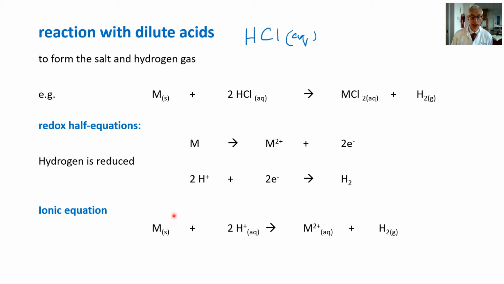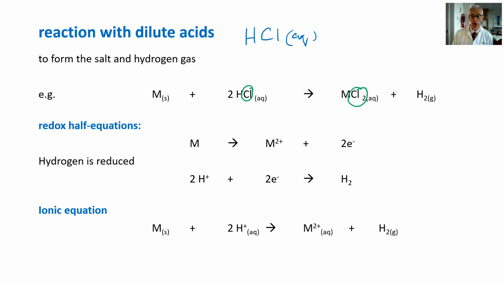You can see that we've got our 2 reactants from the redox half equations, the metal and the 2 hydrogen ions, forming the 2 products from the 2 half equations, M2+ and H2 gas. You might ask, or might need reminding of, what's happened to the chlorine? Well, we've got chlorine in the full equations, but the chlorine is acting as a spectator ion.